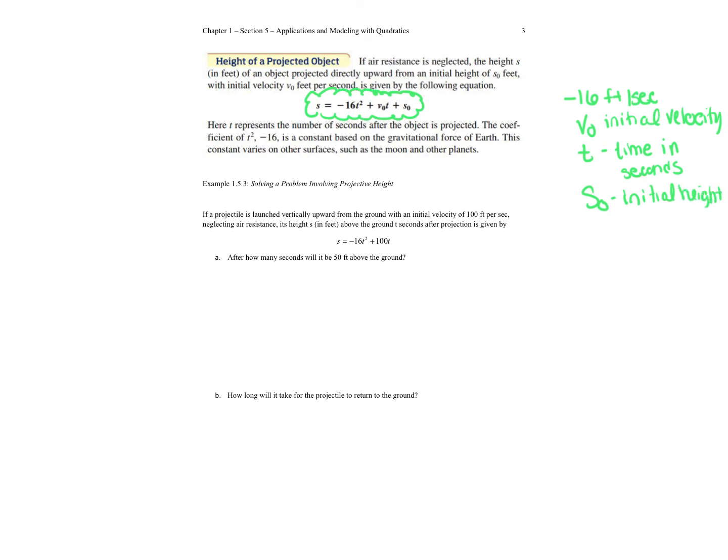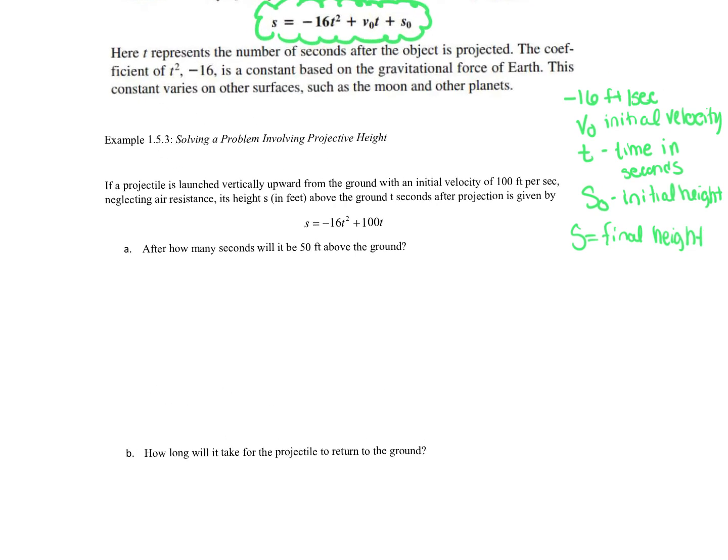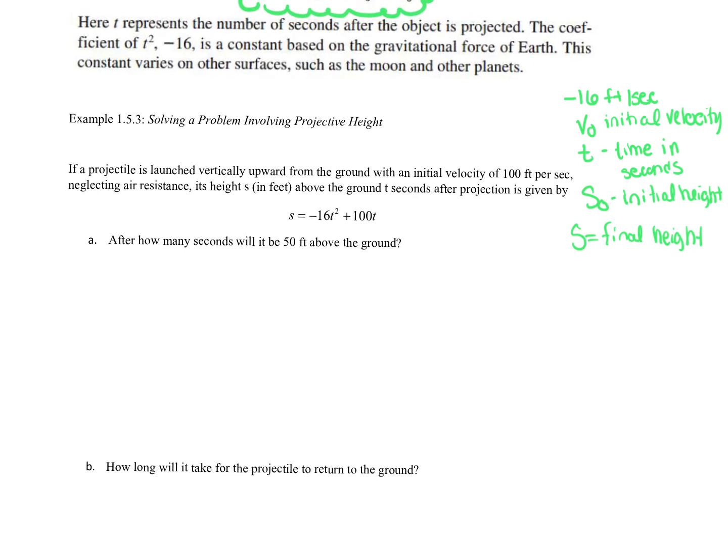So if whatever object I'm launching or projecting is at an initial height of some distance, that's what you plug in for S naught. And then S, my final answer, is my final height, my ending height. So it says that if a projectile is launched upward from the ground, so some keywords in here, from the ground means that S naught equals 0, with an initial velocity of 100 feet per second. This is my V naught. Then it tells you the model. How nice, they gave you the model.